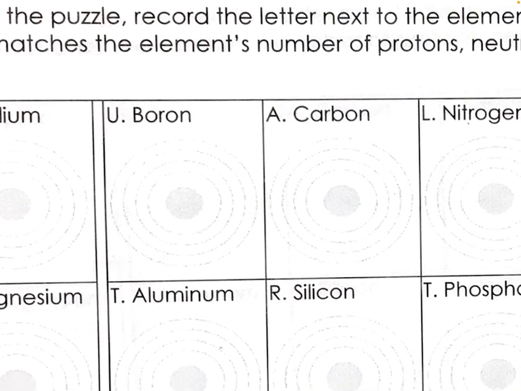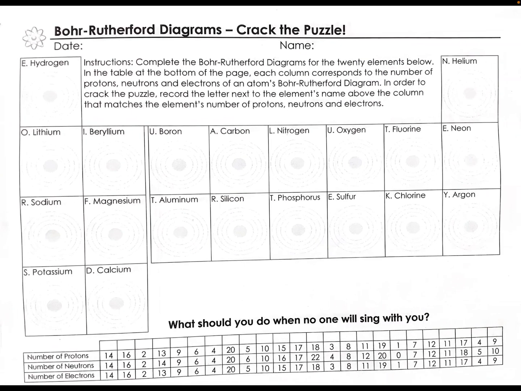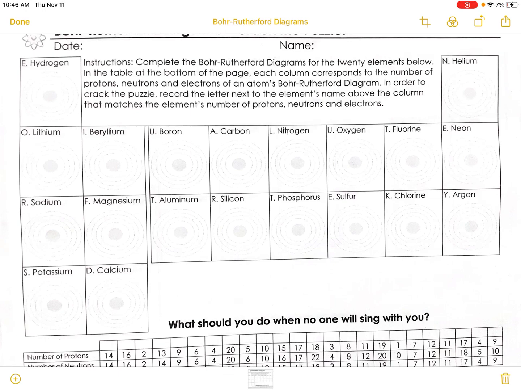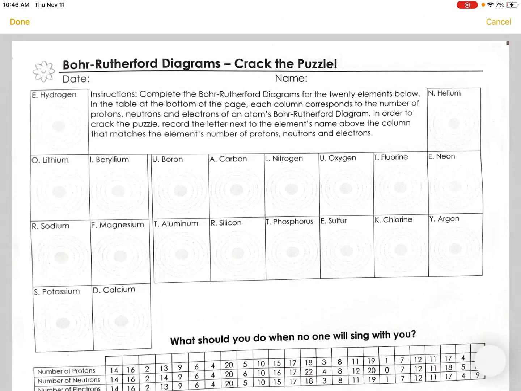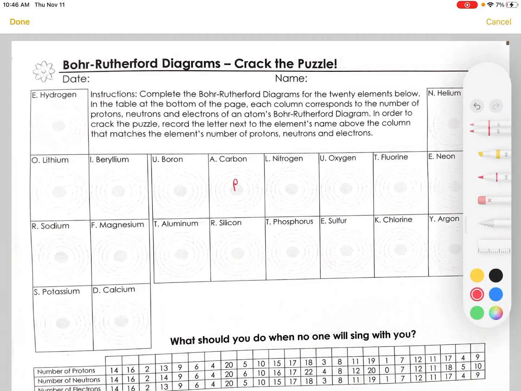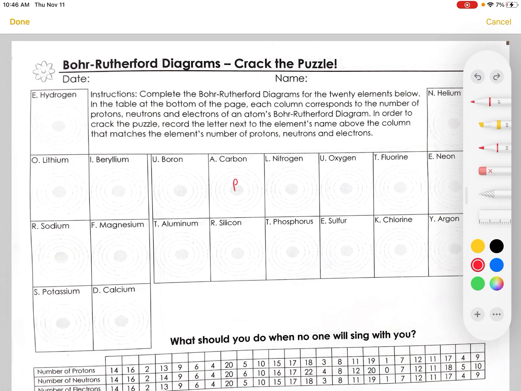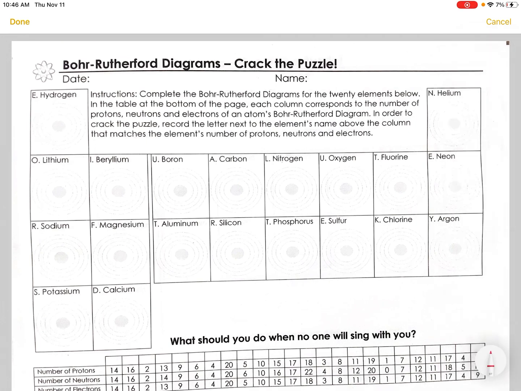So we're going to write this right here. Let's see if I can draw on this. It's not letting me draw on it. Oh, there it goes. All right, so for boron, P is equal to 5 because our atomic number equals the number of protons. Now, remember, atomic number also tells us the number of electrons, and electrons are not in our nucleus. Our nucleus is this round center here. Electrons are in the electron cloud. So we have 5 electrons because we have 5 protons.